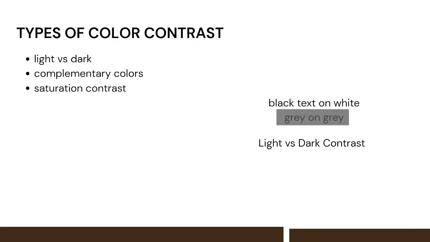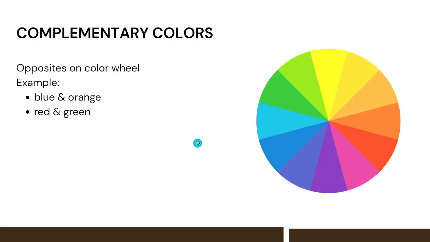And we have types of color contrast here: light versus dark, complementary colors, and saturation contrast. For light versus dark, there's an example here: black text on white, that is a light contrast. And for dark contrast, like dark text on a dark background, gray color on a gray color, this is a dark contrast. And we also have complementary colors.